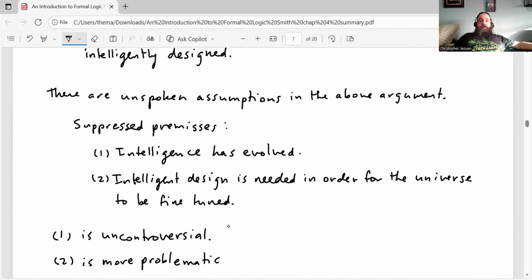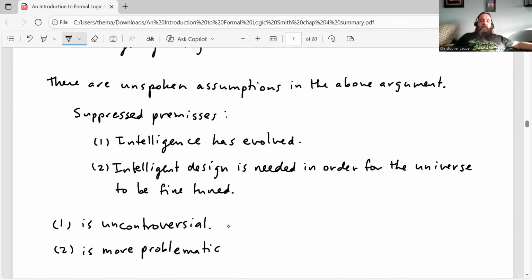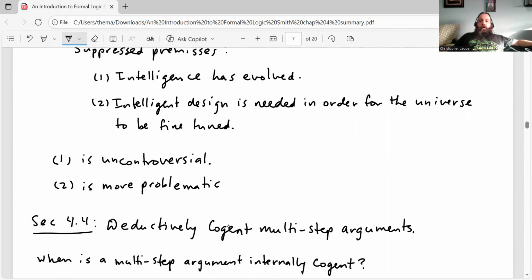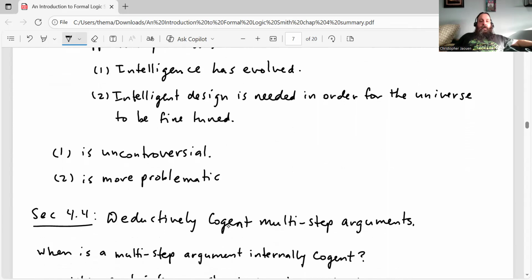There are two suppressed premises here. One, intelligence has evolved, which is uncontroversial. There is a lot of empirical evidence and theoretical justification for it. Two, intelligent design is needed in order for the universe to be fine-tuned, and that premise is more problematic. It is not clear or established, I think, at all that intelligent design is needed or is necessary for a universe to be fine-tuned.